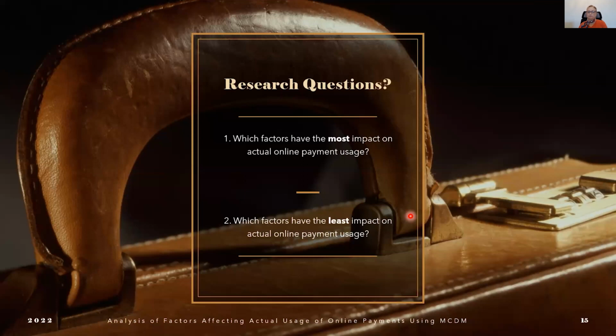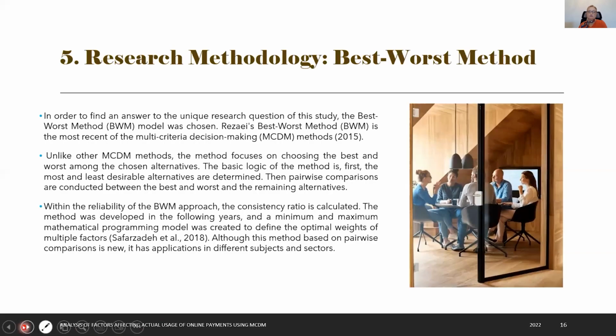Our main research questions are: the first one is, which factors have the most impact on actual online payment usage? And the second one is, which factors have the least impact on actual online payment usage? And we use the best worst method. It's one of the recent multi-criteria decision-making methods. Unlike other methods, this method focuses on choosing the best and worst among the chosen alternatives.